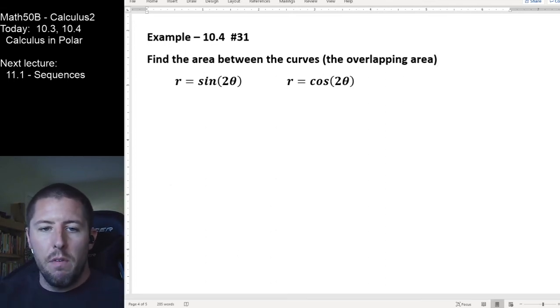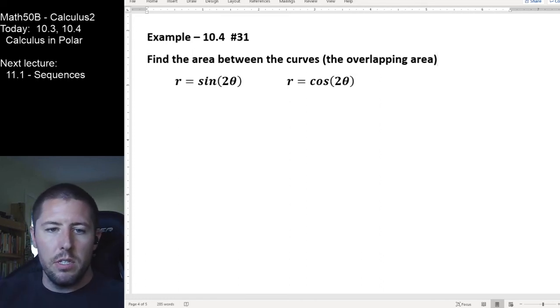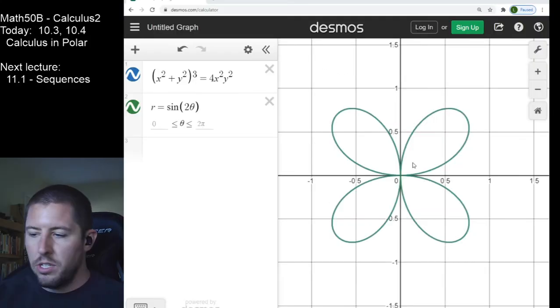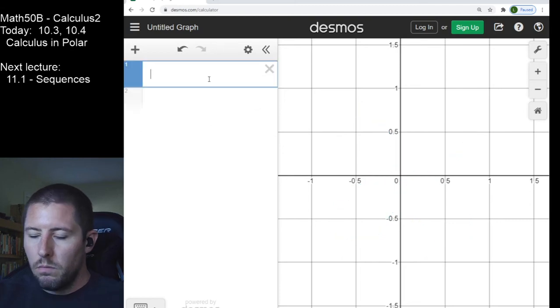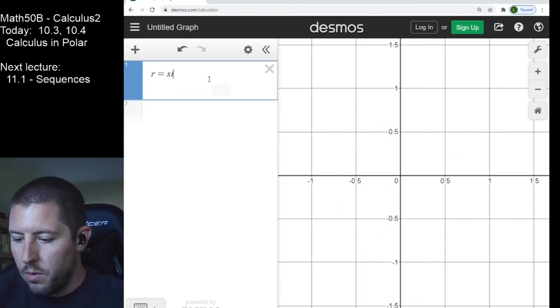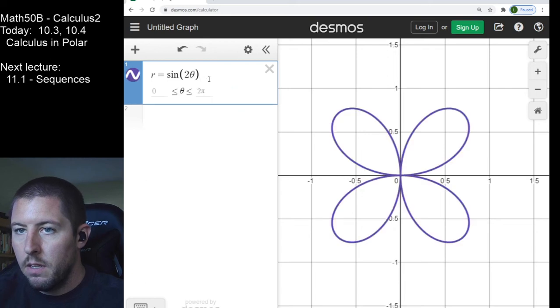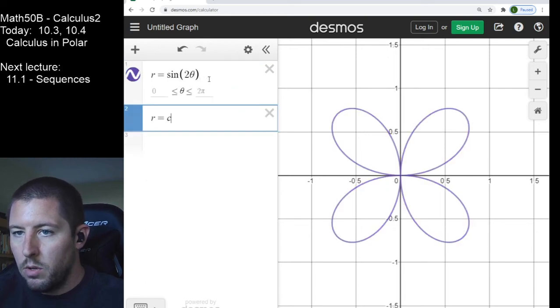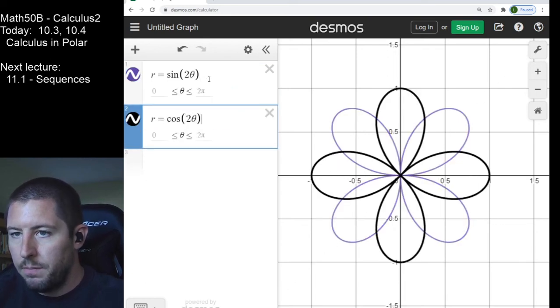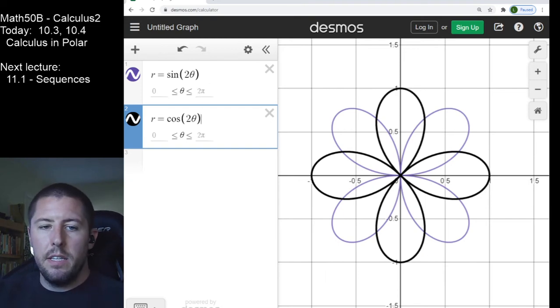So let's pop back over into Desmos and graph both of these equations and see what we see here to kind of answer some of our surrounding detail questions. So sine of 2 theta and cosine of 2 theta are the two equations of interest here. So coming back over here, I am looking at the two equations, r equals sine of 2 theta and r equals cosine of 2 theta. And so I'm seeing these two curves here.